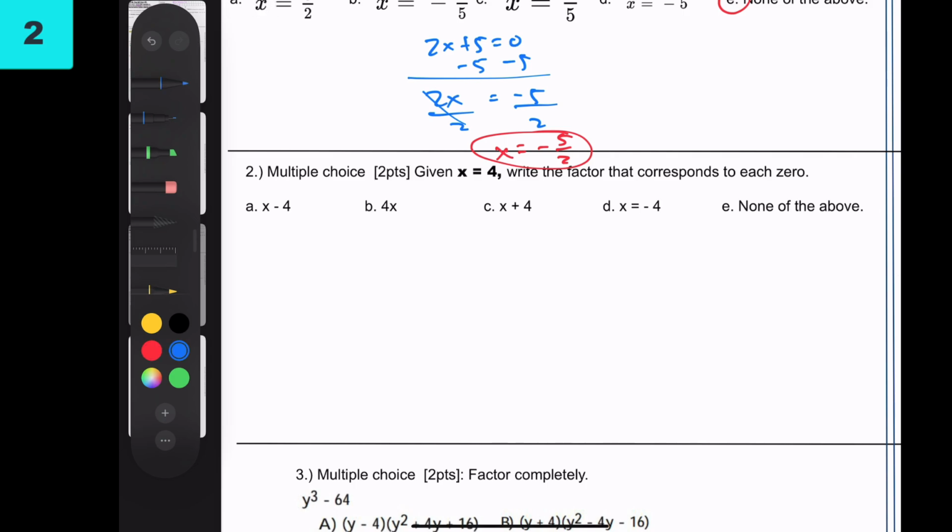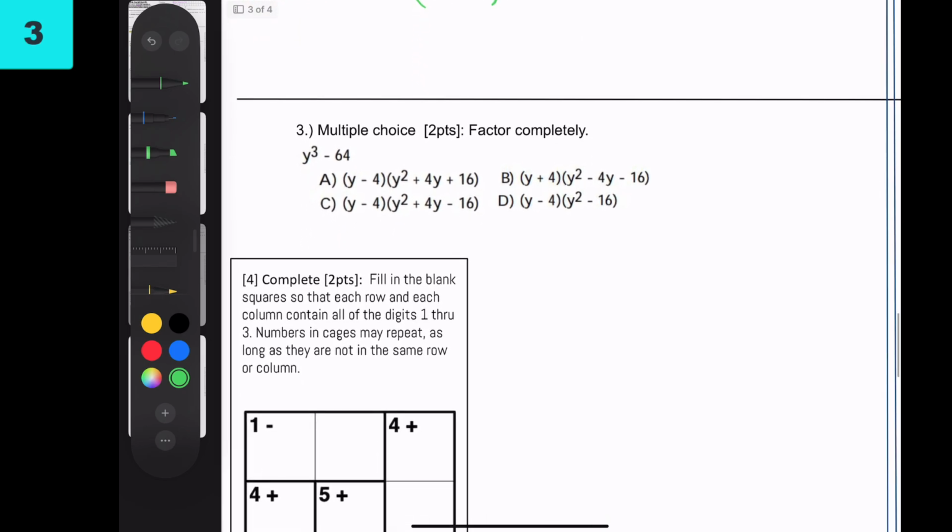Okay, let's go ahead and try number 2. Given x equals 4, write the factor. So that's going to look like what we had in the previous problem. So let's move that 4 over. Okay, so I have x minus 4. That would be choice A.